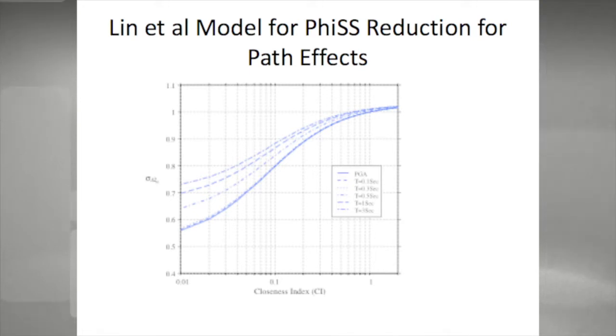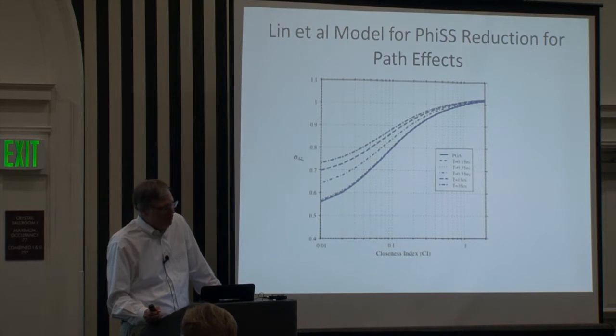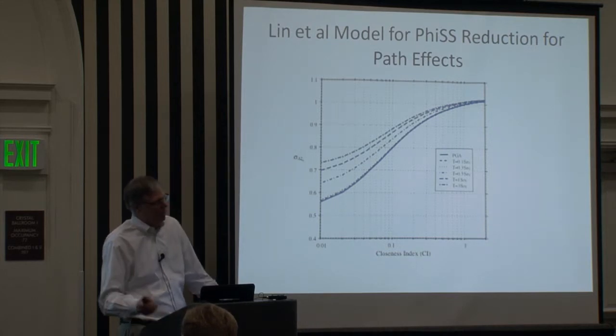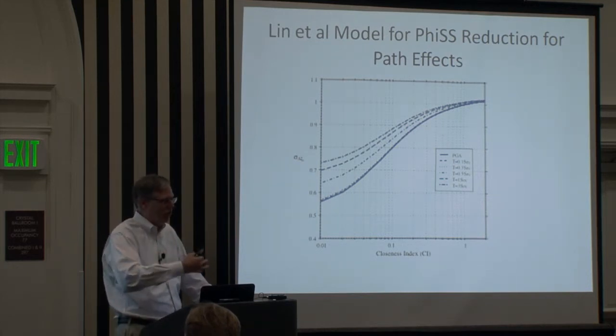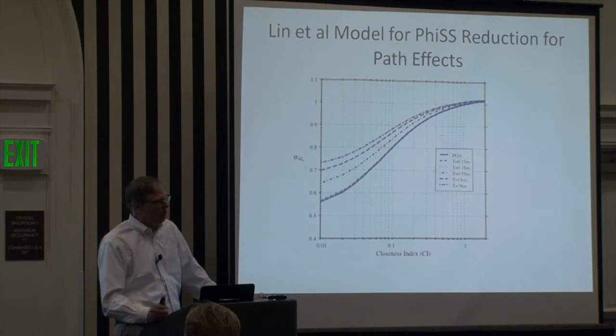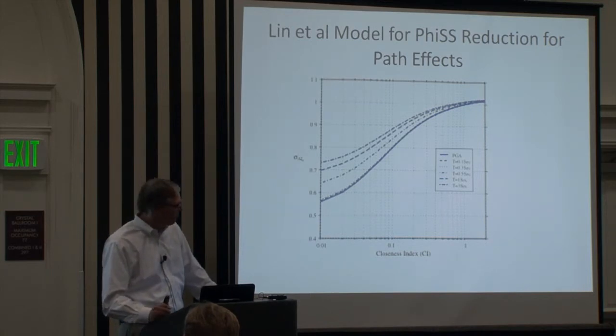So what we're really seeing is the path effects show up more at the short periods than they do at the long periods. It's kind of opposite to what our thinking had been, that the long periods would have a more repeatable effect and the short periods would be more difficult to pick up these kinds of features.